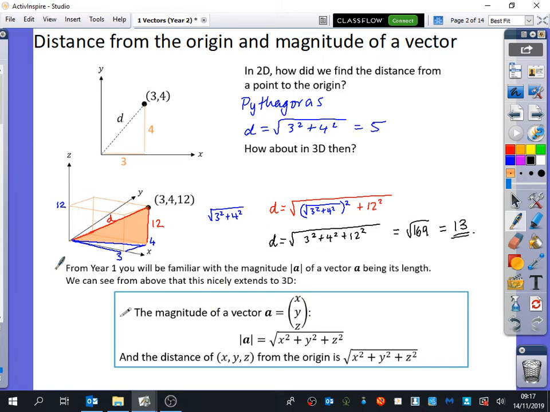And what I've written here, just as a reminder of some of the notation, is that from year 1, you will be familiar with the magnitude of a vector A being its length, and this idea extends to 3D. So whenever you're asked to find the magnitude of a vector, those lines just mean find the length of that vector and do Pythagoras. That tells you what the length of it is. It also tells us, if we want to find the distance of a coordinate to the origin, you just square all the bits together, add them, and square root them. Okay? So 3D Pythagoras, actually nice and easy.